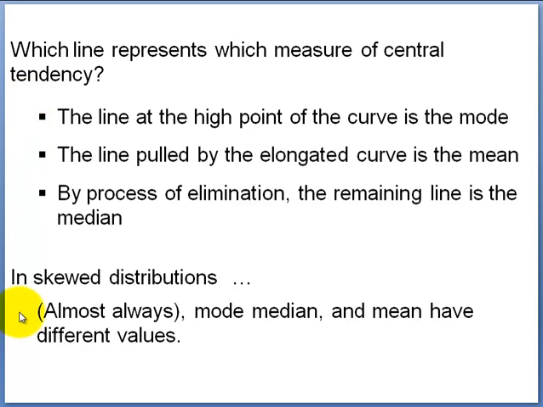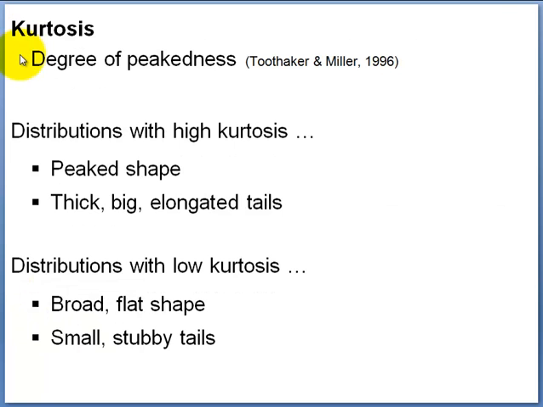And then I'll mention that in the normal distribution, mode, median, and mean have the same values. In skewed distributions, almost without exception, these three measures of central tendency are going to have different values. We've discussed skewness; another characteristic that researchers look at as they assess distributional shape is kurtosis.